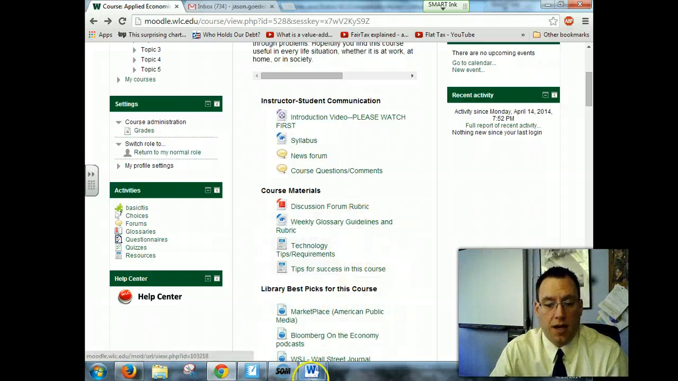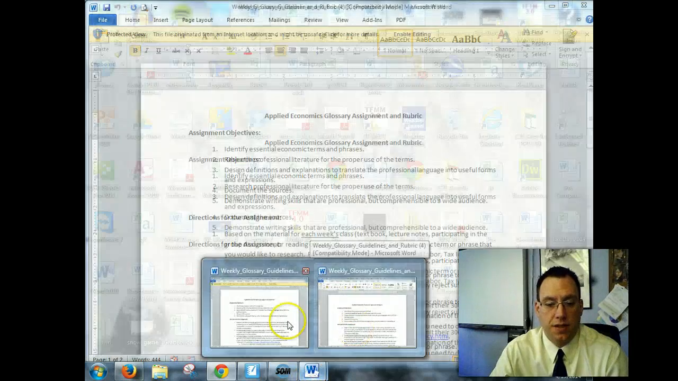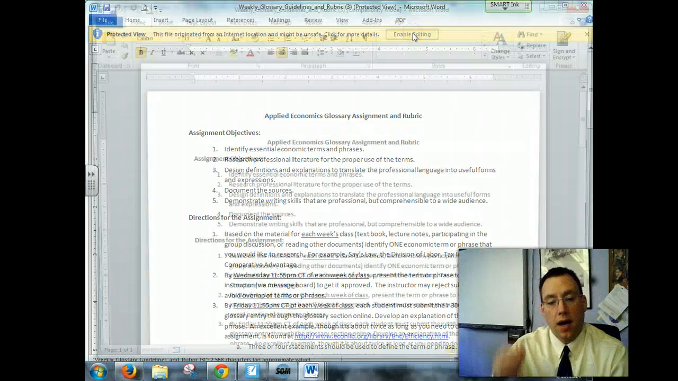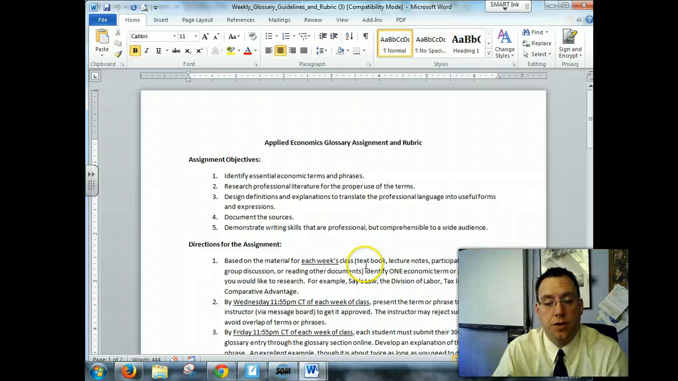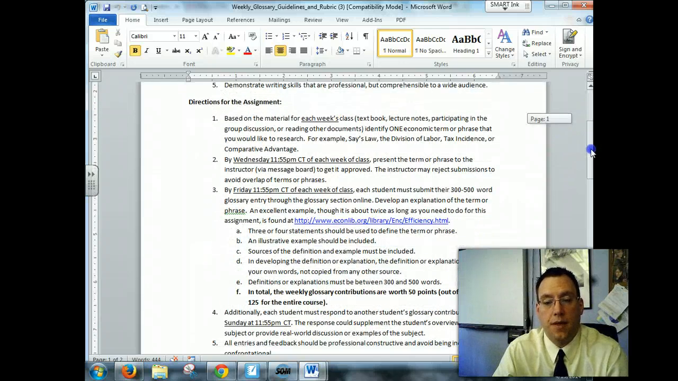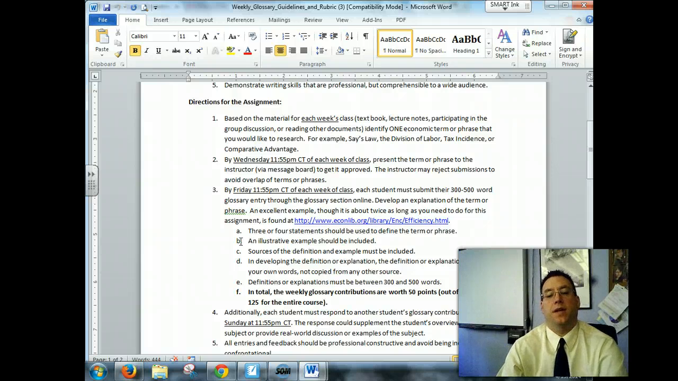The weekly glossary terms, I've got that loaded up here. You will have a term each week which you'll need to choose by Wednesday night. By Friday, you'll need to post a definition here. The important things here as we look at this, please provide examples. The rubric asks for illustrated examples that won't apply to some of the terms.